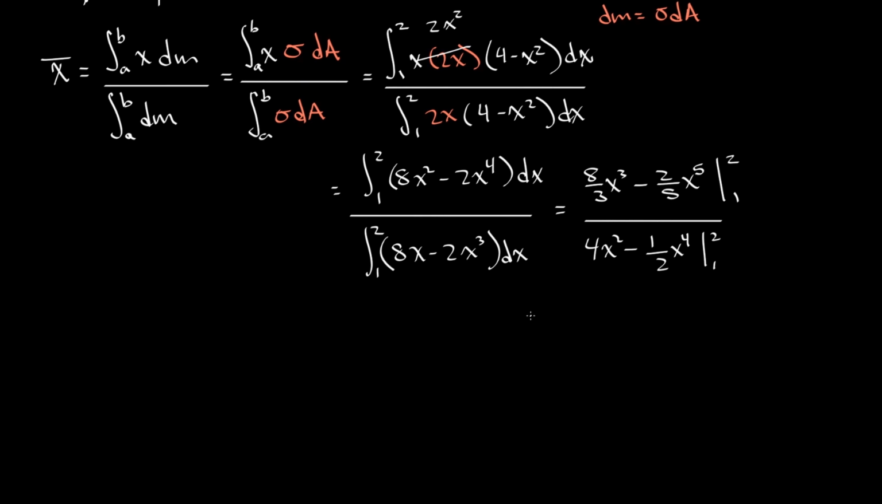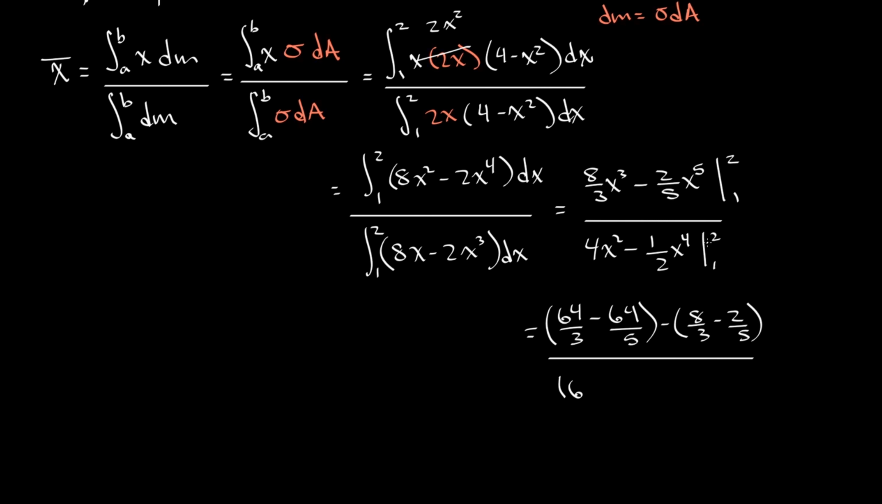All right, here we go. So 2 cubed, that's going to be 8, so that's 64/3. And then 2 to the 5th, that is 32, so minus 64/5. And then evaluating this at 1, it's going to be minus this quantity 8/3 minus 2/5. And then in our denominator, we have what? We have 2 squared, so that's 4, so that's 16. And then this is going to be minus 8. And then we have minus 4, and then minus 1/2.